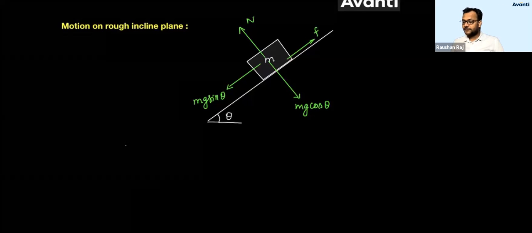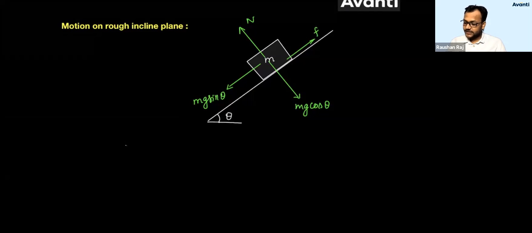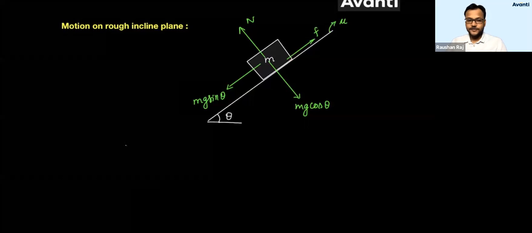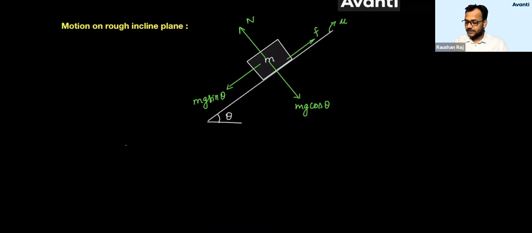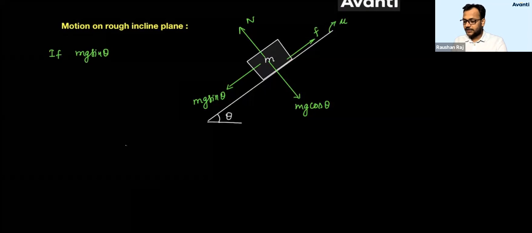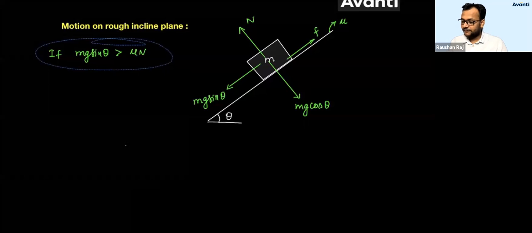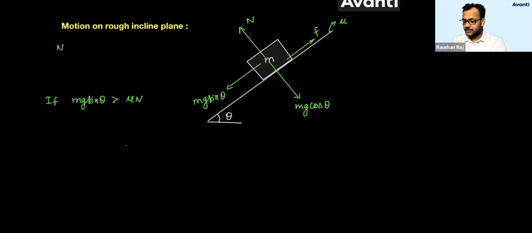So what will be the value of F? That will depend on mg sin theta, if the coefficient of friction is mu. Before finding out this, tell me what will be the value of N? So N will be equal to mg cos theta, because in this perpendicular direction, no motion is going to occur. So mg cos theta must be equal to N. Then only these two forces will cancel each other.